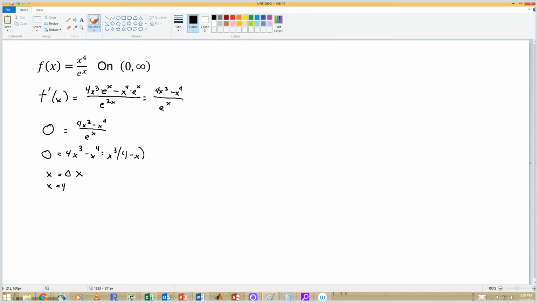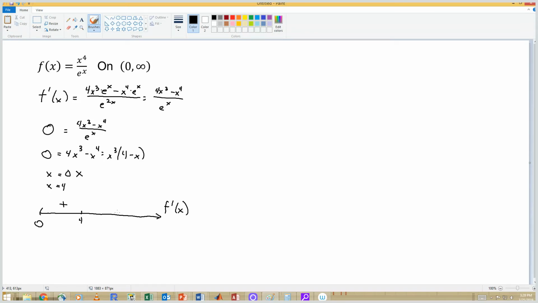And now I'll draw a number line. The left-hand side of the number line will be 0. We have a critical number at 4. So we want to know whether the first derivative of this function is positive or negative. Let's start between 0 and 4, so let's say the number 1. If we plug 1 into the first derivative, we get 4 minus 1, which is 3, divided by e to the 1, which is positive.